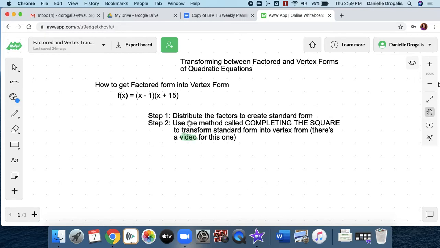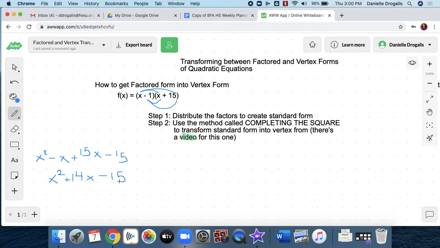And so that's what step one is all about: first take the factored form, the two factors, and perform your distribution so that you can create the standard form. Okay, so that would mean we would distribute x times x, x times 15, negative 1 times x, negative 1 times 15, and we would get x squared minus x. We would also get a 15x, and we would get a negative 15. And so we would get x squared plus 14x minus 15. So right away, just by distributing, we create the standard form.